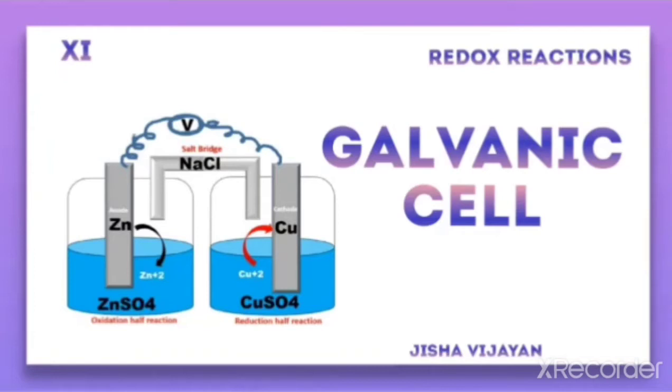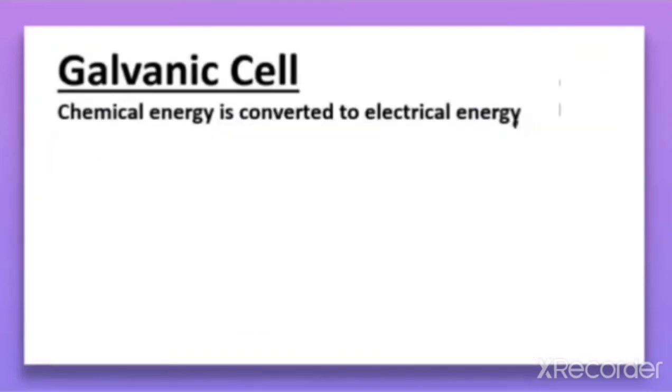We come across different types of cells. A cell is defined as a device which converts chemical energy into electrical energy. That means a device in which chemical energy is converted into electrical energy is called a cell. We come across different types of cells in our day-to-day life, like the cells used in clocks, watches, remotes and inverters.